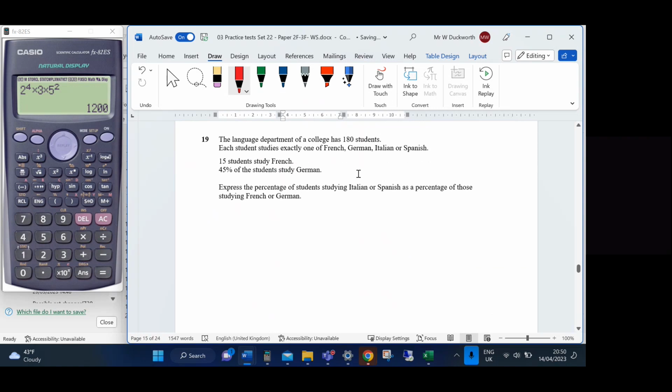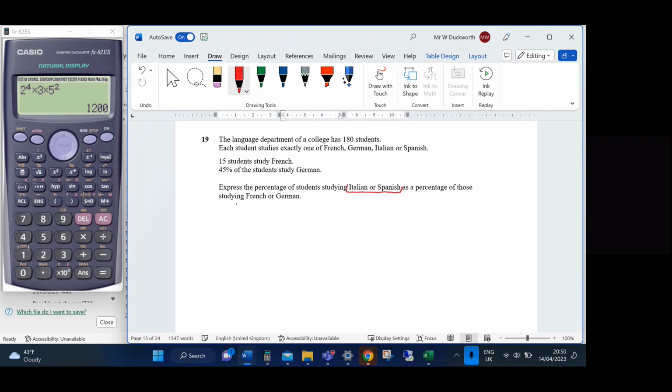So the language department in the college has 180 students. Each student studies exactly one of French, German, Italian, or Spanish. 15 students study French, 45% of the students study German. Express the fraction of students studying Italian or Spanish as a percentage of those studying French or German.